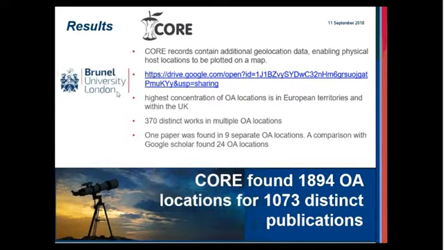Okay, yeah. So in our research, we actually found that CORE found some 1,800 locations for just over 1,000 publications. We found 370 distinct works found in multiple OA locations, so that's just over a third of papers from that sample. If you follow that link, which I've listed on the slides, you can also see a map. We plotted all those locations. It's quite impressive to see.